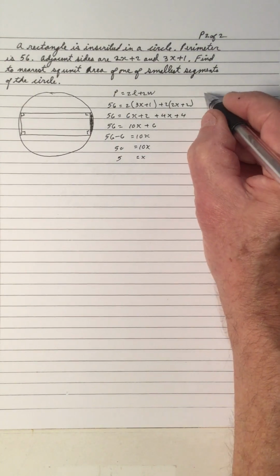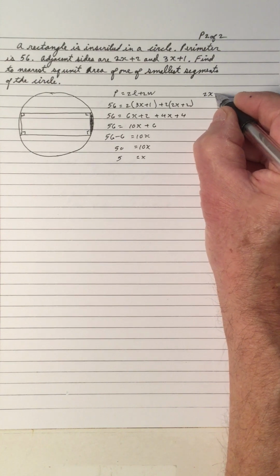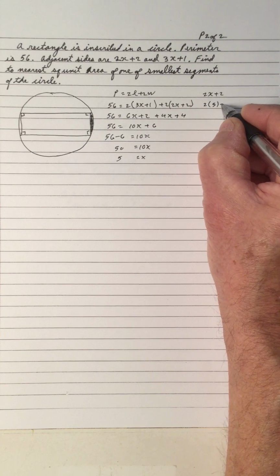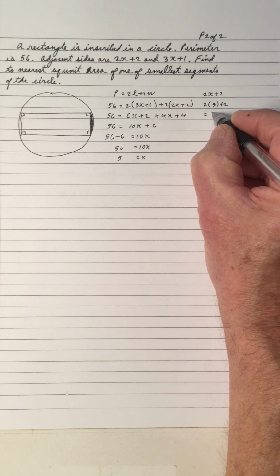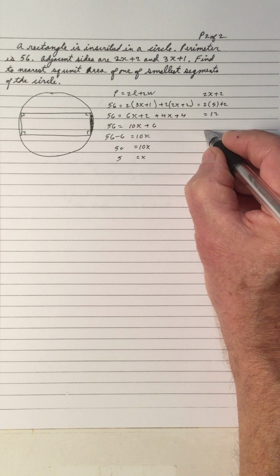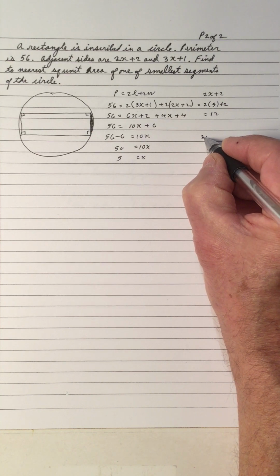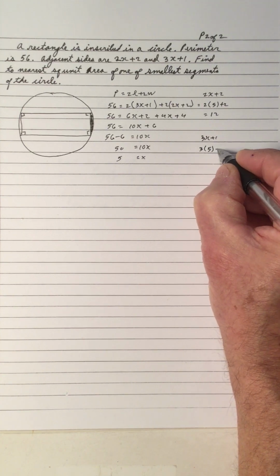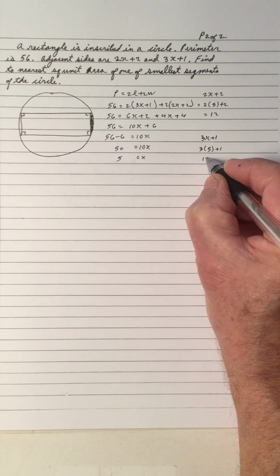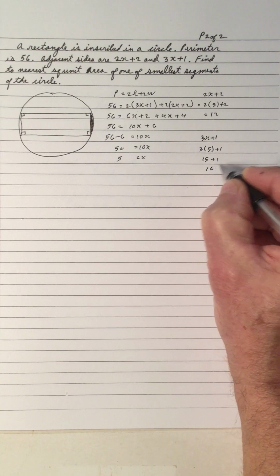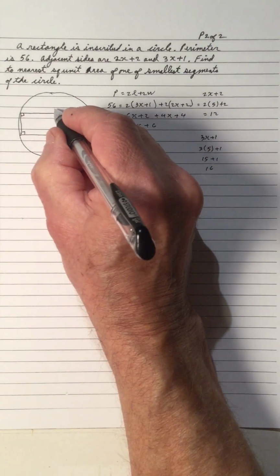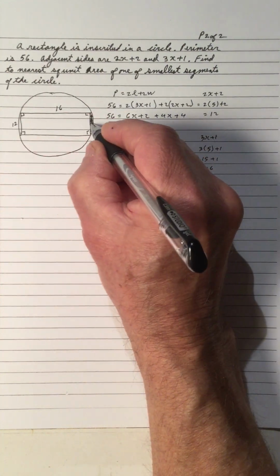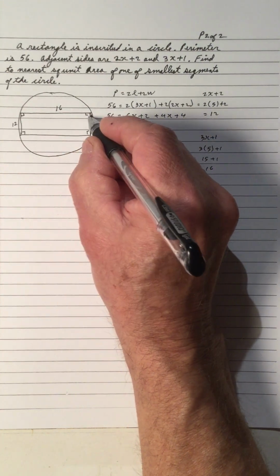So if x is 5, let's look at 2x plus 2. So x is 5, so that means we have a side of 12, and we have 3x plus 1, and we have a 5 for x, so we sub that in. 15 plus 1 is 16. So we have the sides of 16 units and 12 units. So this is a 12 and this is a 16.